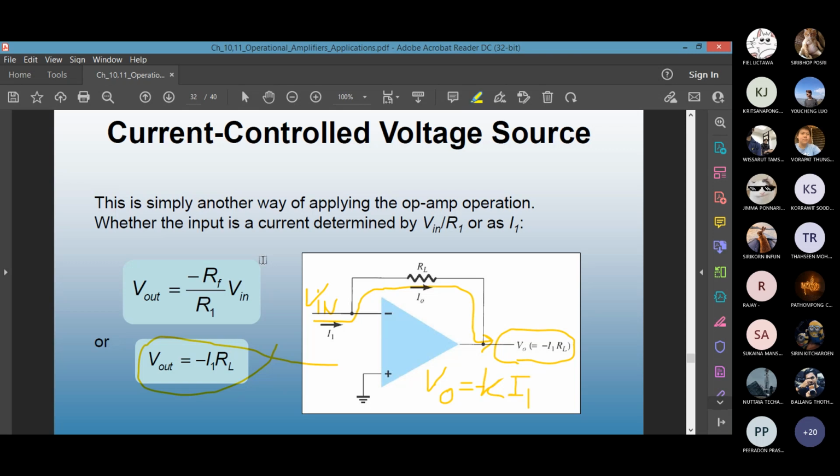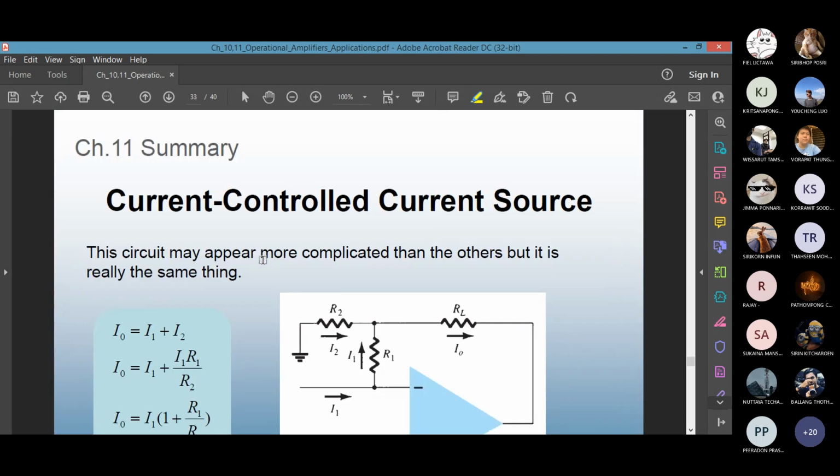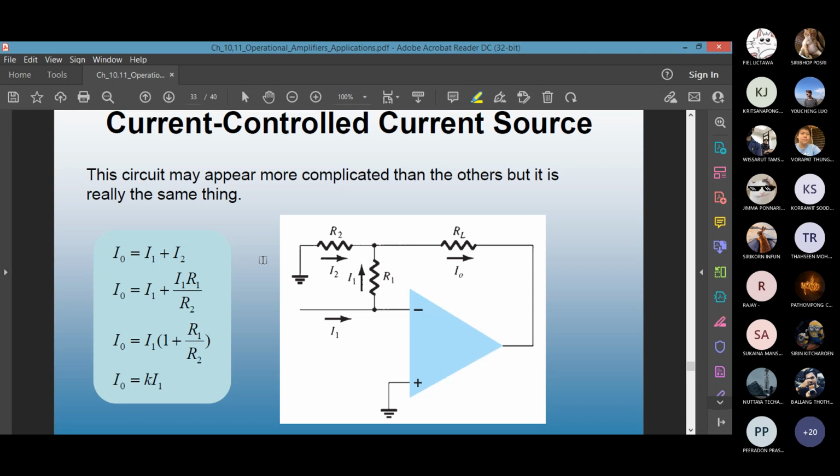And the last one on this control source list is current controlled current source. This actually looks a bit more complicated, but it's the same thing. What is happening in this part? We call it the current divider rule. So if you look at I0, it is I1 plus I2. The directions may be changing if you point a probe inside. And I2 is I1 times R1 over R2. This is the law of branch current. I2 is not I1 times R2 over R1.